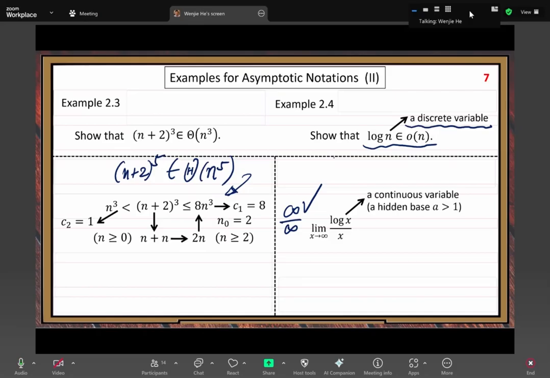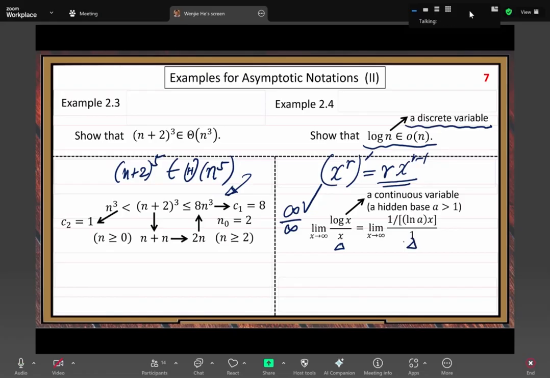Then we need to do the calculation. Here we assume the log base a is a constant greater than 1. Then we can apply L'Hopital's rule, taking the derivative. For the denominator, we apply the power rule. For the derivative of x to the r, where r is some real number, the power rule tells us the derivative is r times x to the r minus 1. Here our r is 1, so we get a 1.